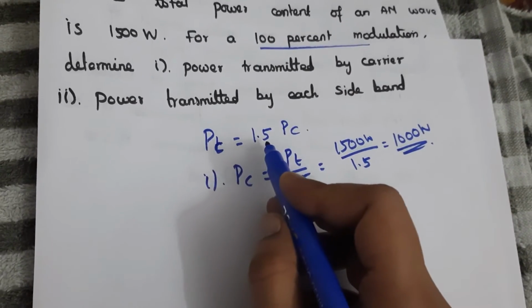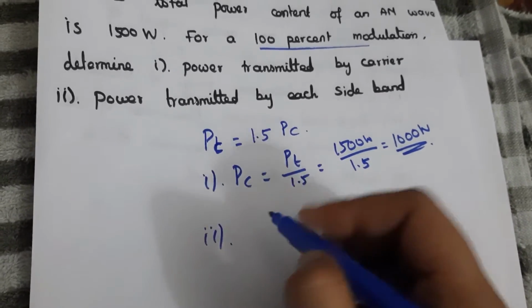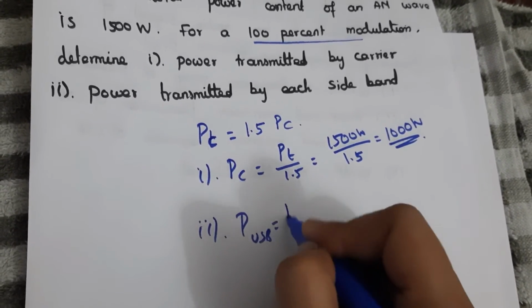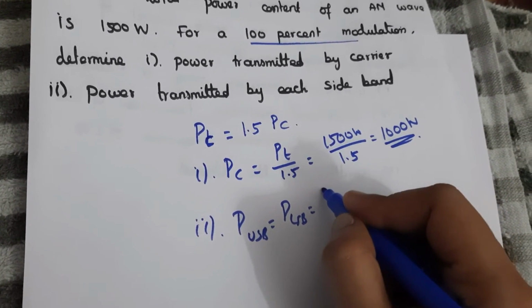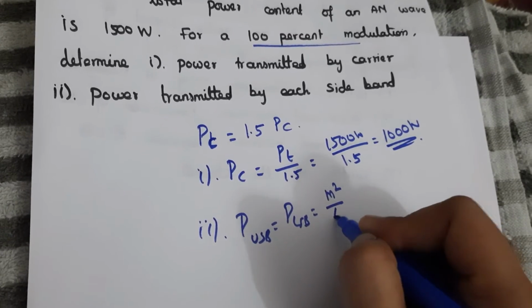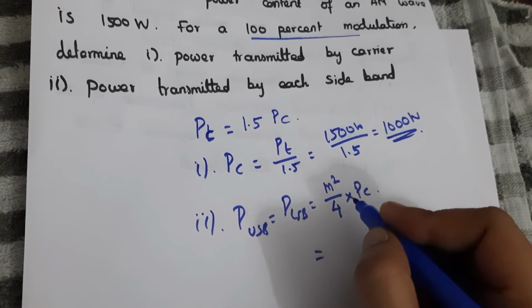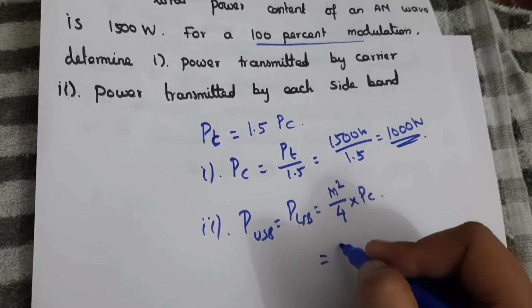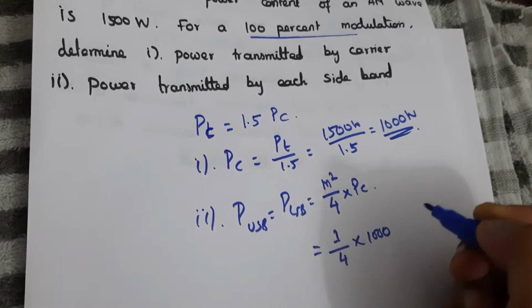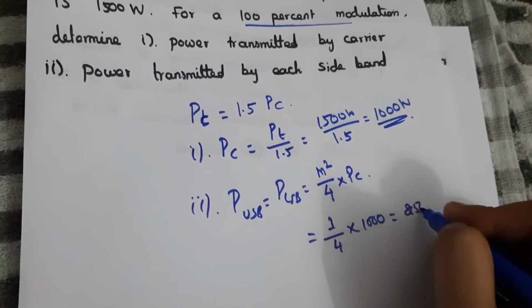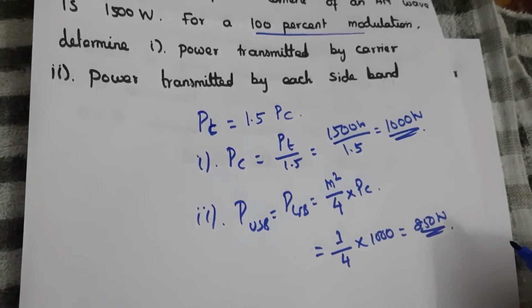So now PT is equal to 1.5 PC. From that we can find PC. After that we have to find PUSB, that is equal to PLSB. Both can transmit equal power. So the formula for finding this is m square by 4 into PC. Here m square is 1, for 100% the m value is 1. So this becomes 1 by 4 into PC value is 1000. So the answer here is 250 watt. So the second part answer is 250 watt.